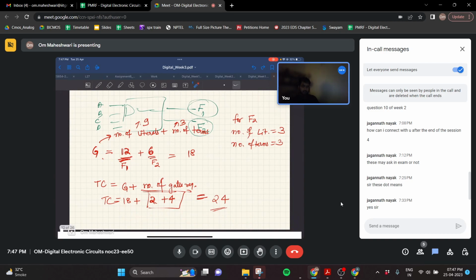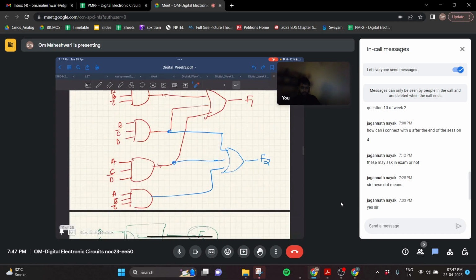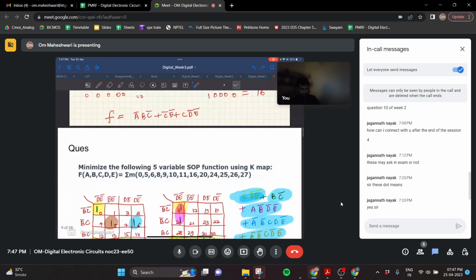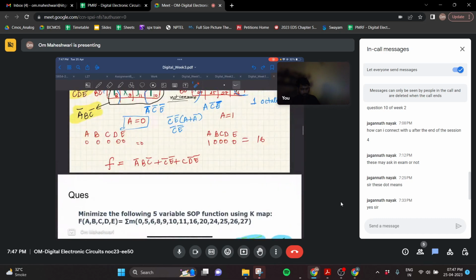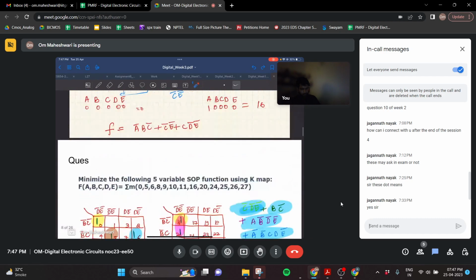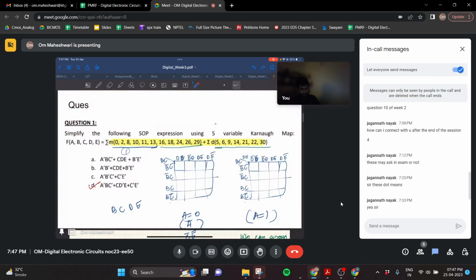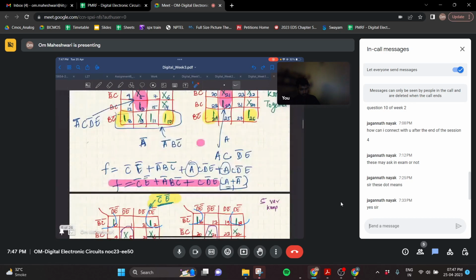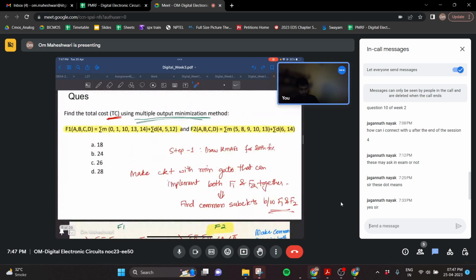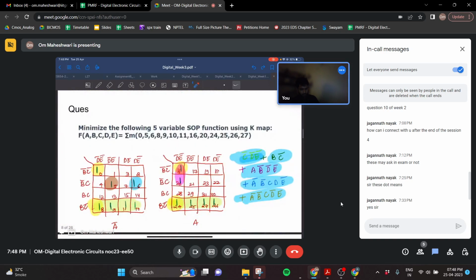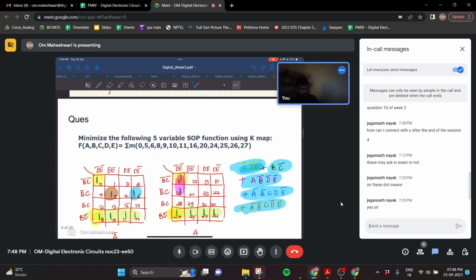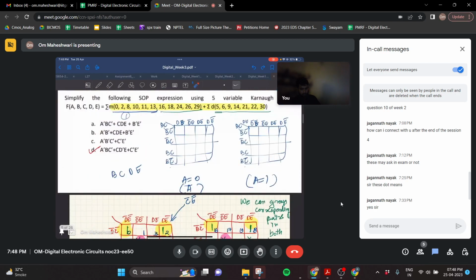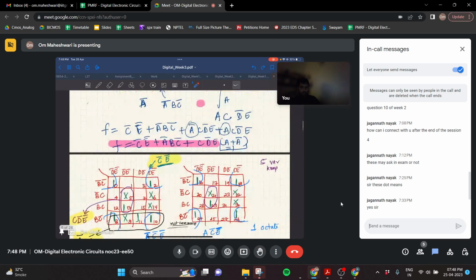Is it getting clear? This is clear, sir. So question 2, please. Question 2 is provide the minimized SOP expression of the Boolean function of the following K map. Is it this one? There is a K map given in the question. Let me see.